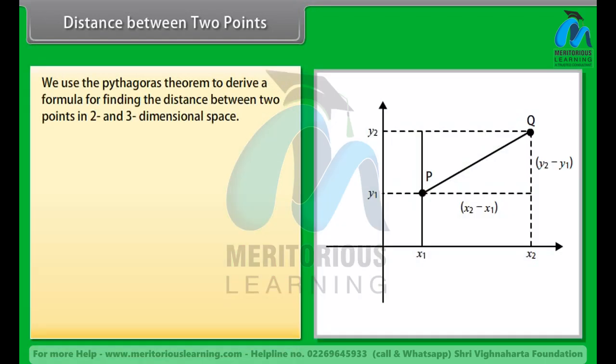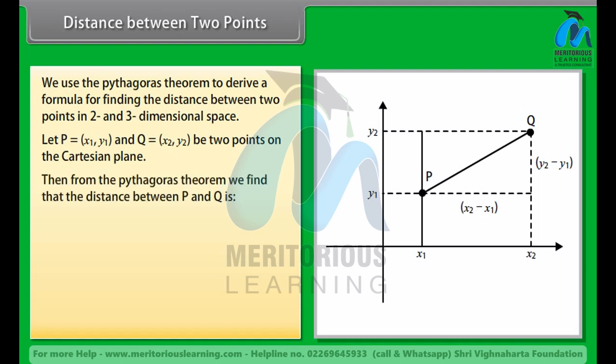Distance between 2 points. We use the Pythagoras theorem to derive a formula for finding the distance between 2 points in 2 and 3-dimensional space. Let P equal to (x1, y1) and Q equal to (x2, y2) be 2 points on the Cartesian plane as shown in the figure. Then from the Pythagoras theorem, we find that the distance between P and Q is PQ equal to the square root of (x2 minus x1) square plus (y2 minus y1) square.